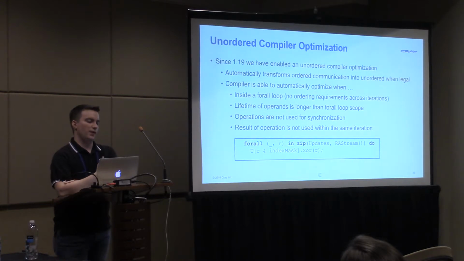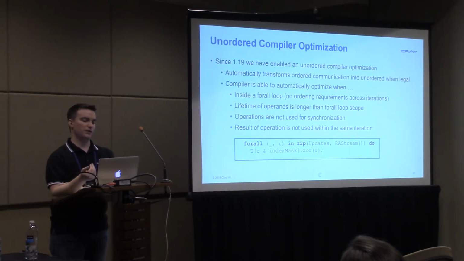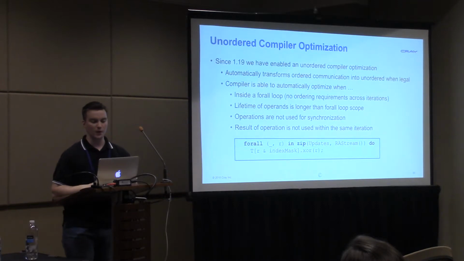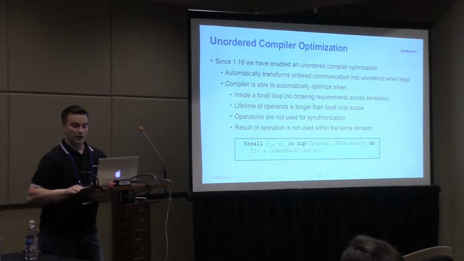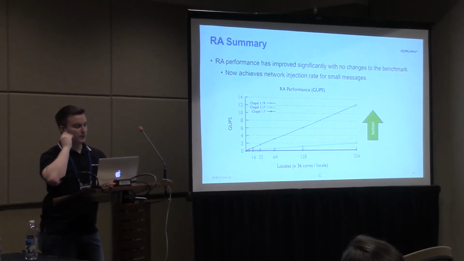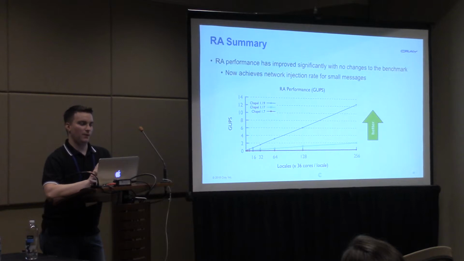And if we come back to looking at the RA source code, we can see that this clearly fulfills all of those requirements. We're in a forall loop, and the T array clearly outlives the scope of the forall loop. These aren't being used for synchronization, and because this is a single statement loop, clearly the result of the operation can't be used again. So what this allows us to do, with no source code changes and without explicitly using unordered operations, is let the compiler transform these into unordered operations. This means the same source code for RA that we've been using for at least 6 years, probably more, has had significant performance improvements as a result of all of this.